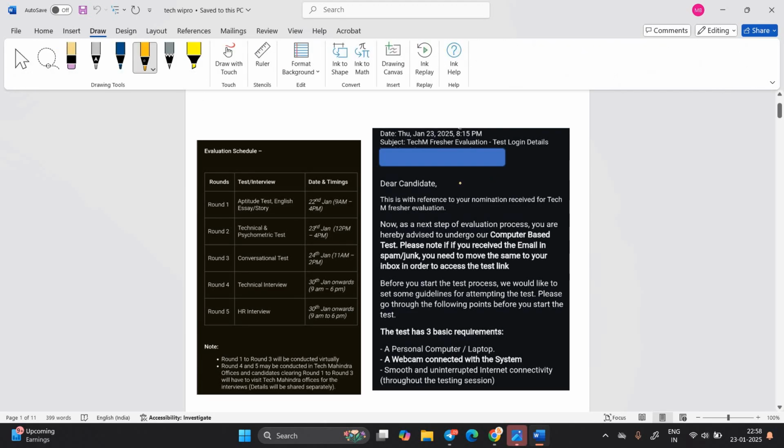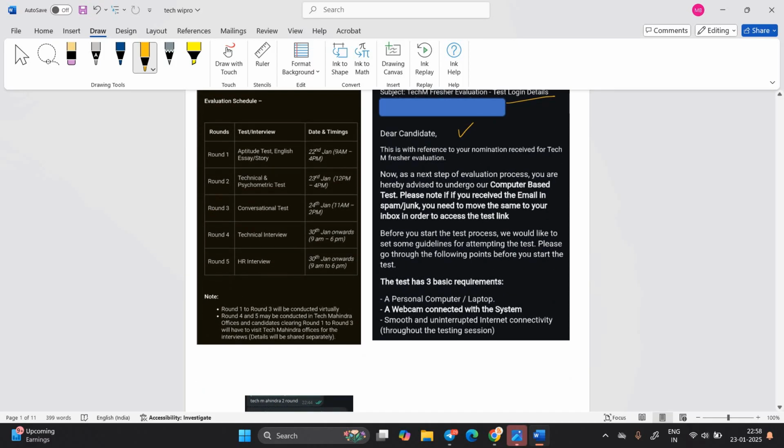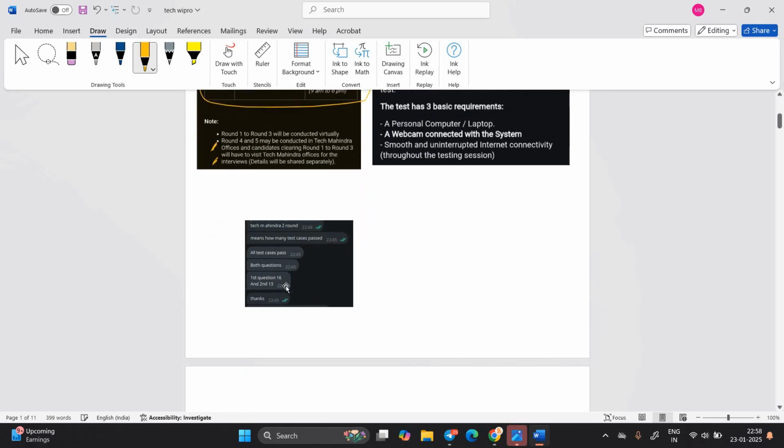First of all, a candidate shared the update with us. The candidate received the update at 8:15 p.m. from SHL. As we know, the conversational test is scheduled for tomorrow. After that, the technical interview from 30 January and the HR interview. And now the HR and technical interview will be conducted at the Tech Mahindra office.